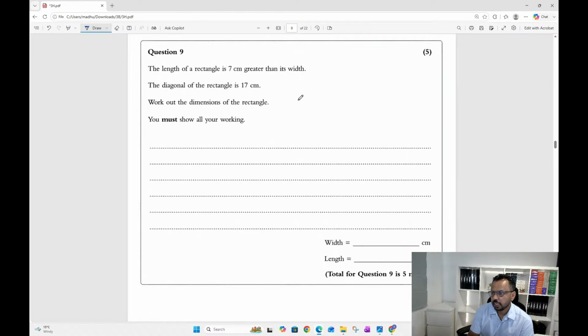Now, the length of a rectangle is 7 centimeters greater than its width. Okay. So let's call the width W. Length is W add 7. The diagonal of the rectangle is 17. So the diagonal here is 17. Now, guys, if that's W, I'm going to put W here. This is a right angle triangle.